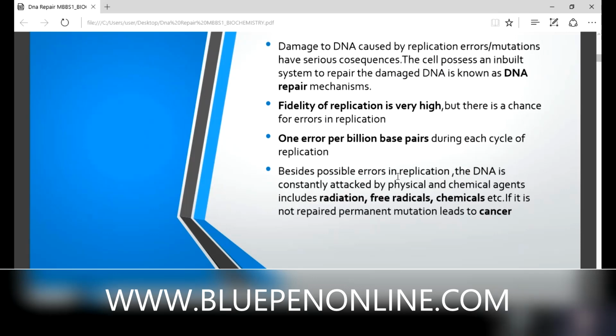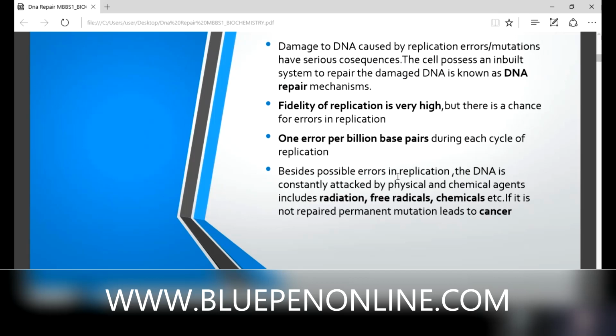Fidelity of replication is very high, but there is a chance for error: one error per billion base pairs during each cycle of replication. That much important process. Besides possible errors in replication, there is a chance for one error per billion base pairs.